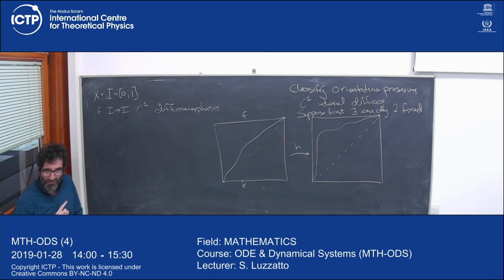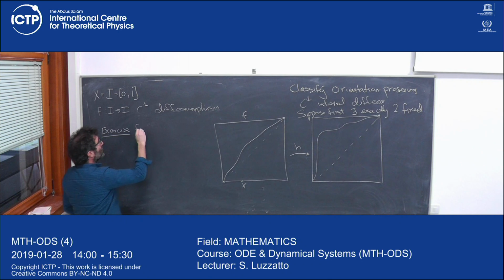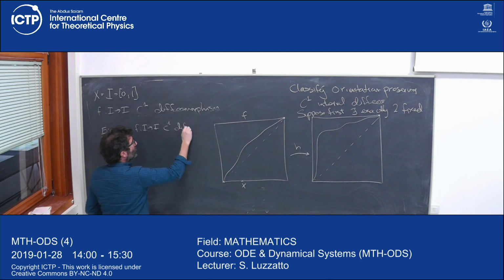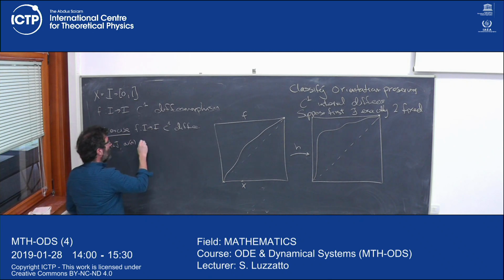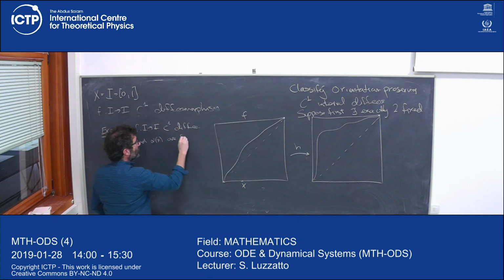Some of them we did before. So this is going to be the first exercise, which is already in the text. If f is a C1 diffeomorphism, then for all x in I, the omega limit set of x and the alpha limit set of x are fixed points.